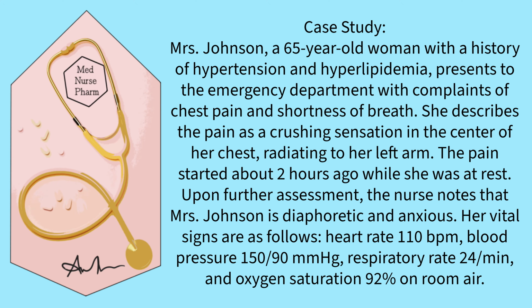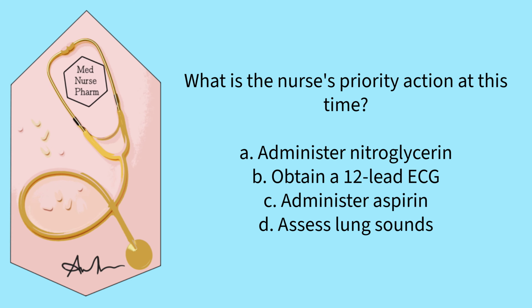Her vital signs are as follows: heart rate of 110 beats per minute, blood pressure 150 over 90, respiratory rate 24, and oxygen saturation 92% on room air. What is the nurse's priority action at this time? A, administer nitroglycerin. B, obtain a 12 lead ECG. C, administer aspirin. D, assess lung sounds. Pause the video and select your answer.